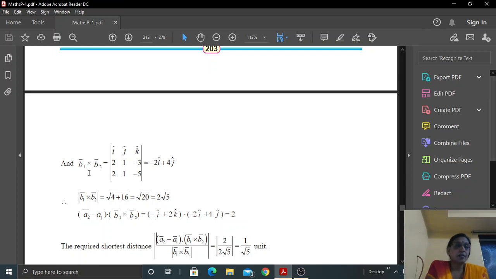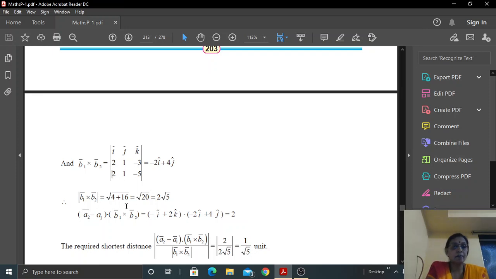Now B1 bar cross B2 bar is equal to the determinant of, which you already studied in 11th standard. First row i, j, k. Second row the coefficients of B1 bar, that is 2, 1, minus 3. And the third row the coefficients of i, j, k of B2 bar. See here. After simplifying, we get minus 2 i cap plus 4 j cap.